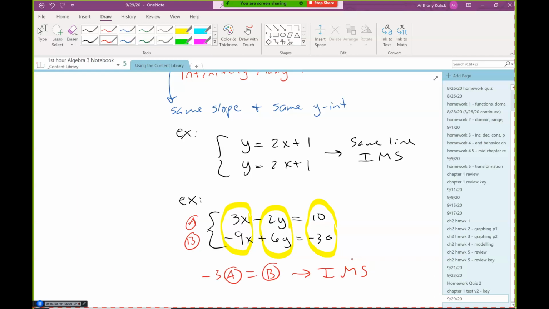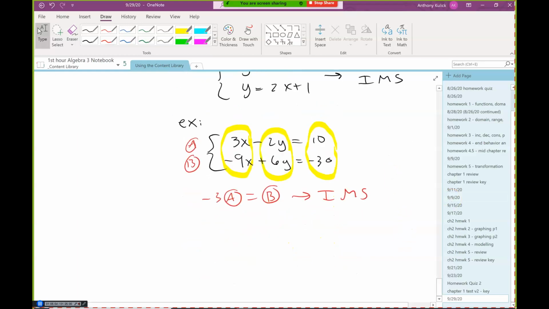But again, under a stressful situation like a test, you might not think to even check that before you start solving. You probably will just end up diving straight into solving, right? What's going to happen if we try to do that? Well, let's do this one with elimination, and let's say we chose to eliminate the x's. So we did 3 times equation A plus equation B.